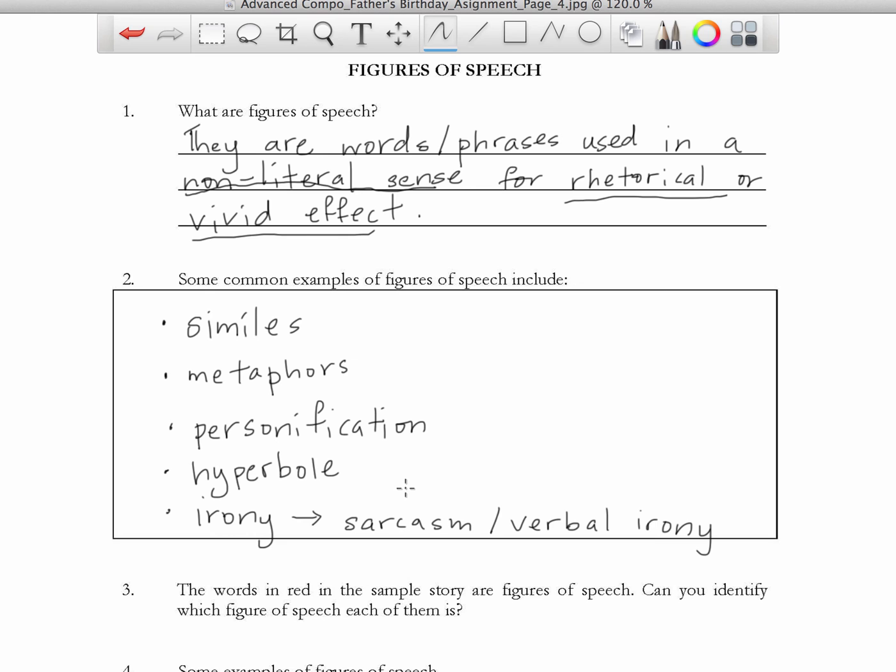Okay, so now let's come to the third part of this lesson. The words in red in the sample story. Remember when we were going through the sample story, there are some words that are in red. They are actually figures of speech. Now, can you identify which type of figure of speech they are? Let's go through the story, shall we?